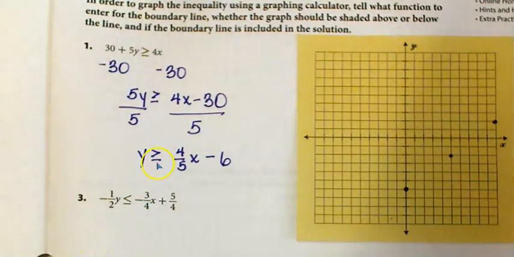Now, before I draw my line, I'm going to go over here. This says y is greater than or equal to all of this. So when I draw my line, I'm going to draw a solid line because it does have that part that says or equal to.